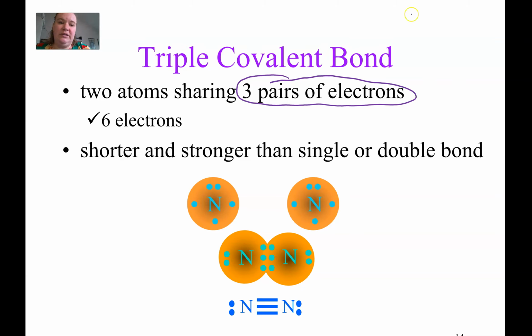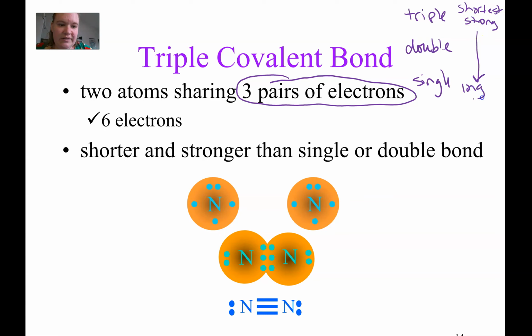So if we make a little list here, we have triple, double, single. This is the shortest and the strongest. This is the longest and the weakest.